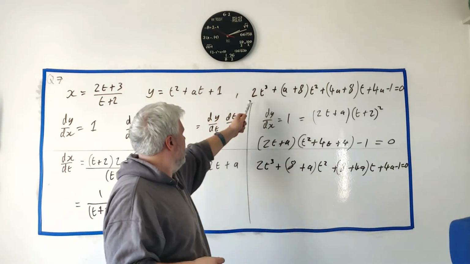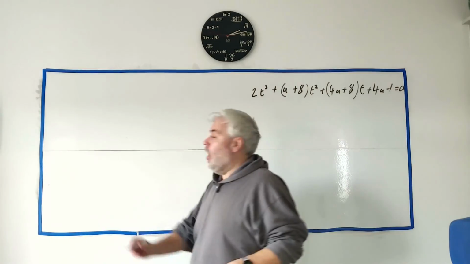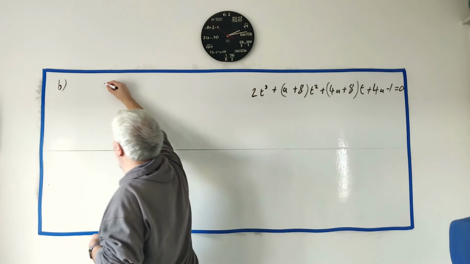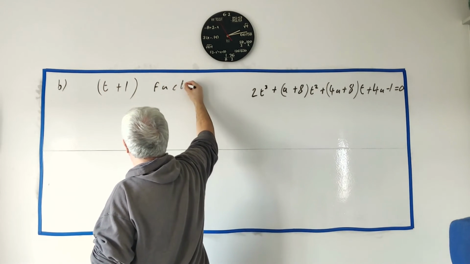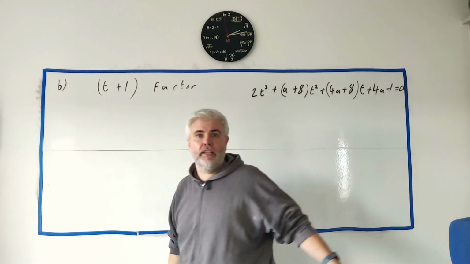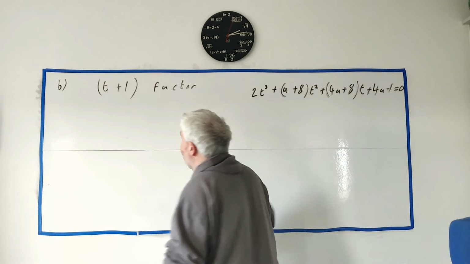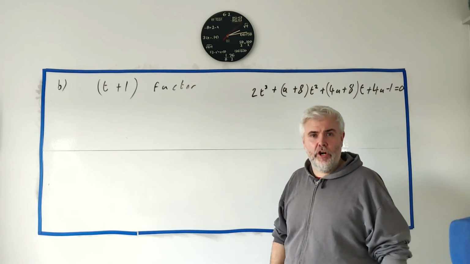For part B, I'm going to need to keep this equation, so let me rub out the rest of the board. Okay, for part B, they tell us that t plus 1 is a factor of this equation here. And then they ask us to find a, the value of a. There's a couple of ways to do this. The simplest, though, I will show you.